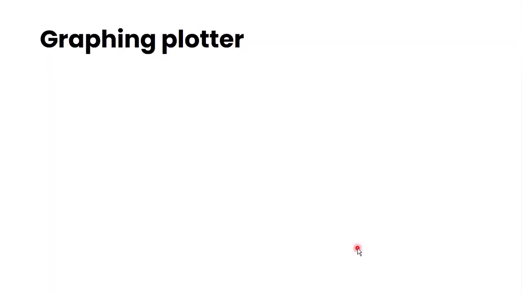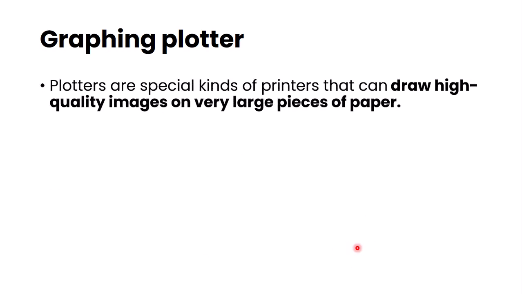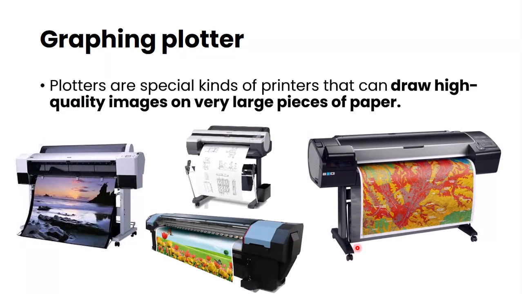Okay, so let's look at one special output device, which is called the graphene plotter. If you see the graphene plotter, it's a special kind of printer that draws high quality images on very large pieces of paper.